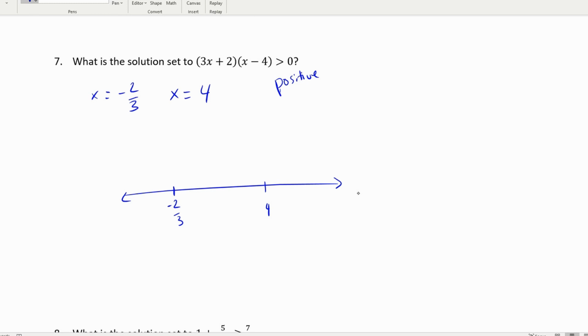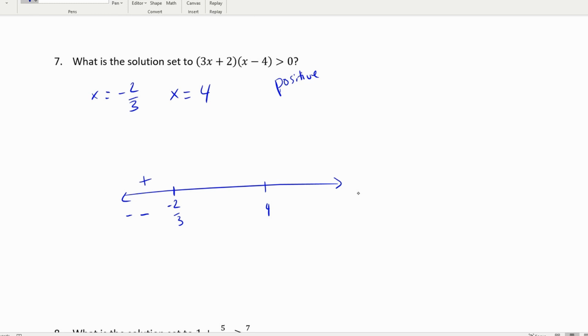So the first thing I'm going to do is substitute a value to the left of negative 2/3, probably something like negative 100. Anything to the left is fine. So negative 100 plus 2. Negative 100 times 3 gets me negative 300 plus 2. That's a negative value. And then negative 100 minus 4, that's another negative value. So we're only worried about the signs, not the actual values. And then a negative times a negative will always result in a positive. Anything in this test interval will be positive.